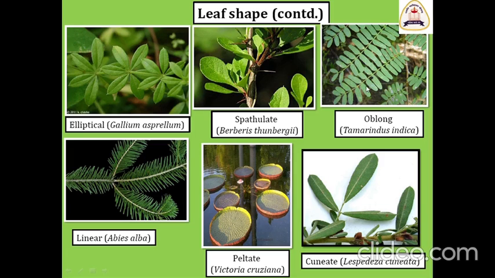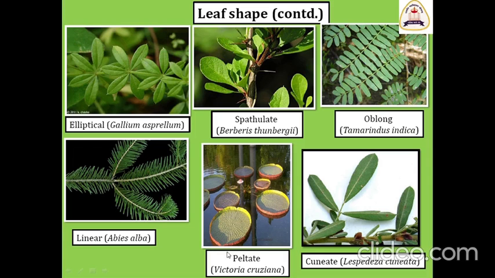Oblong, where the leaflet is equal in size and the broadness is about equal throughout the leaflet. The whole leaflet is the same size from this portion to this portion. This is the Terminalia indica. Linear means elongated needle-like leaves. They are called the linear leaves.